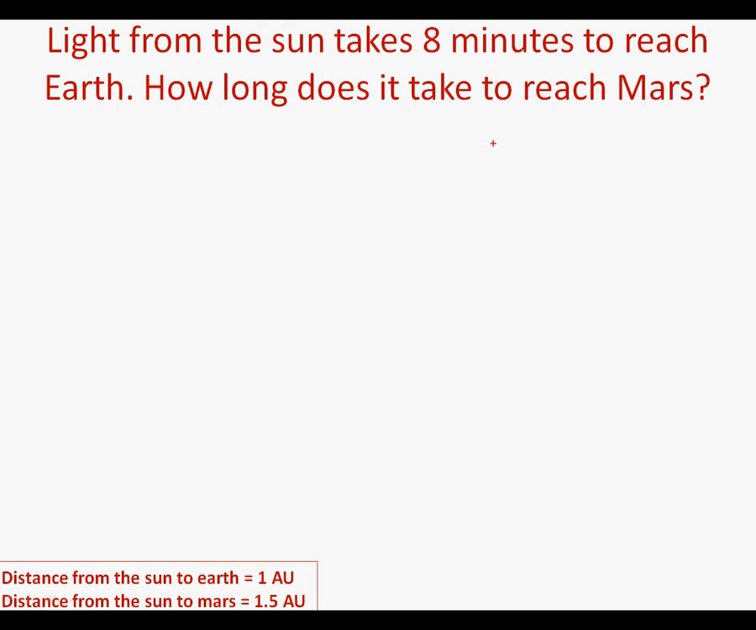Now, I found this a tiny bit sneaky, only because we're all going to know what 1 AU is. 1 astronomical unit is the distance from the sun to the Earth. So, in order to do this math problem, we need to know the distance from the sun to Mars, which is not in the math problem anywhere.